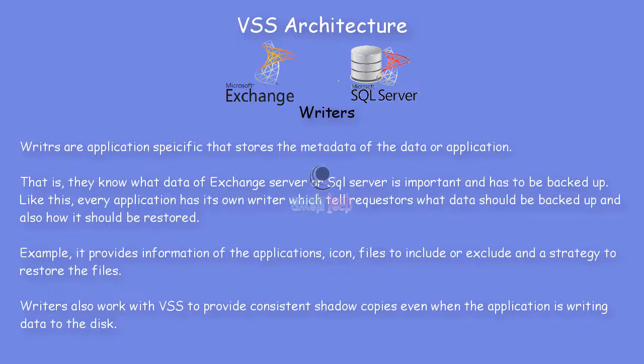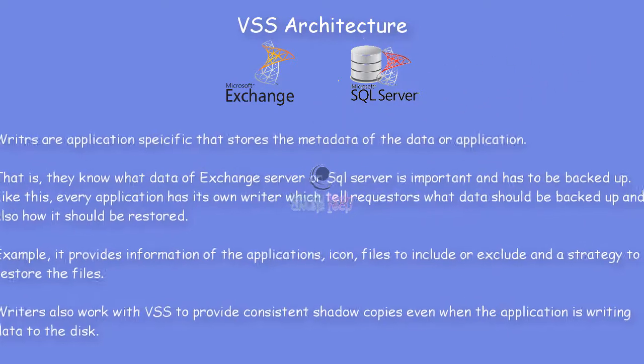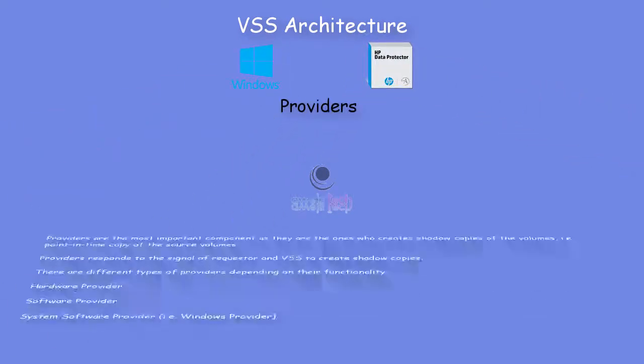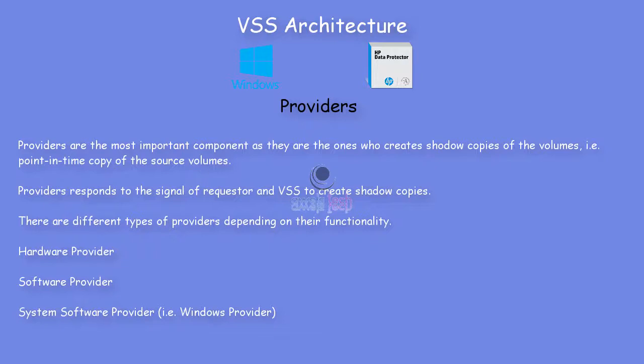Now let's look at the providers. Providers could be software providers or hardware providers. Providers are the important components who create shadow copies of the files, that is, a point-in-time copy of the source volume. The provider responds to the signal of the requester and VSS and creates the shadow copy. Depending upon their functionality, we could have different providers like hardware provider, software provider, and system software provider, that's your Windows provider.